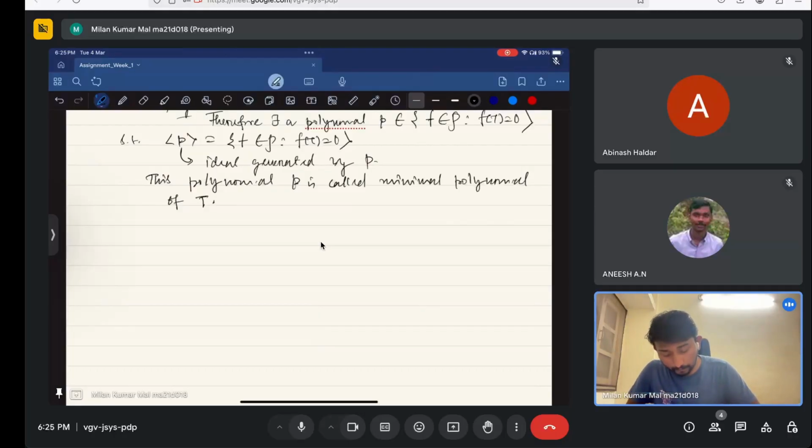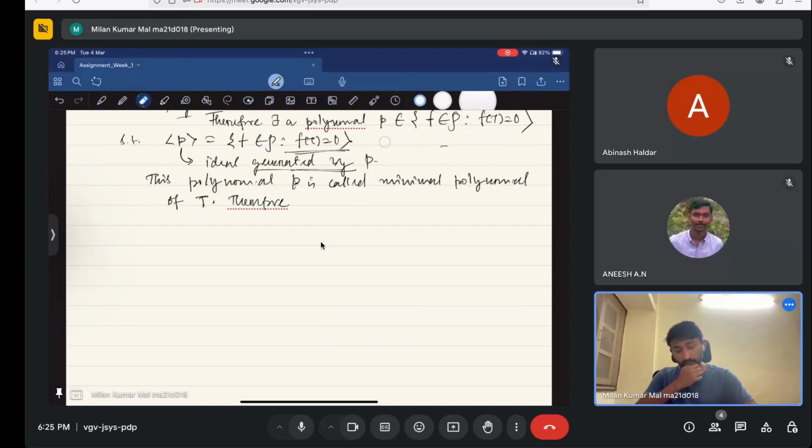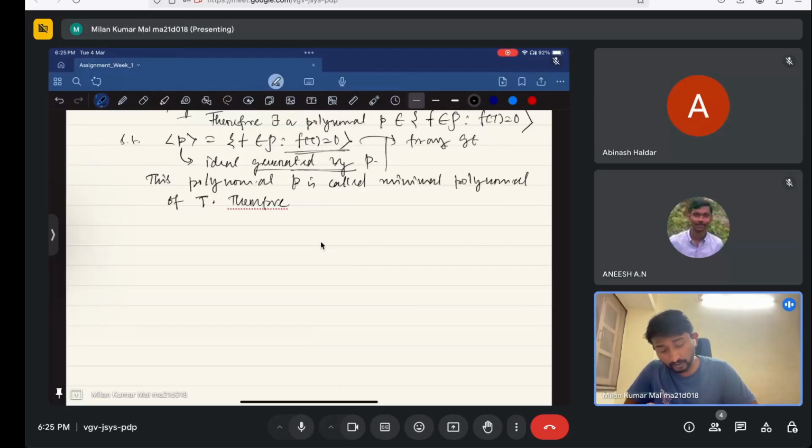And this ideal generated by P means that if I take any element G from the set of F in the polynomials such that F(T) equals 0, then G is equal to P times H for some H in the space of polynomials.